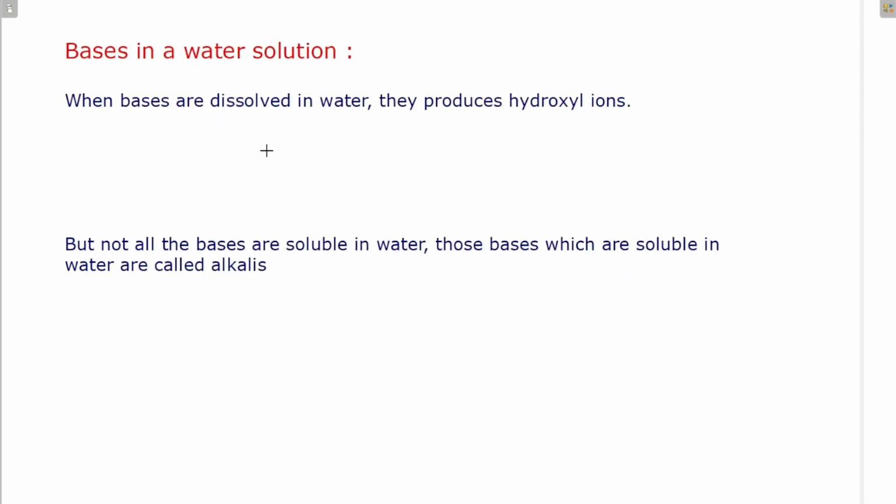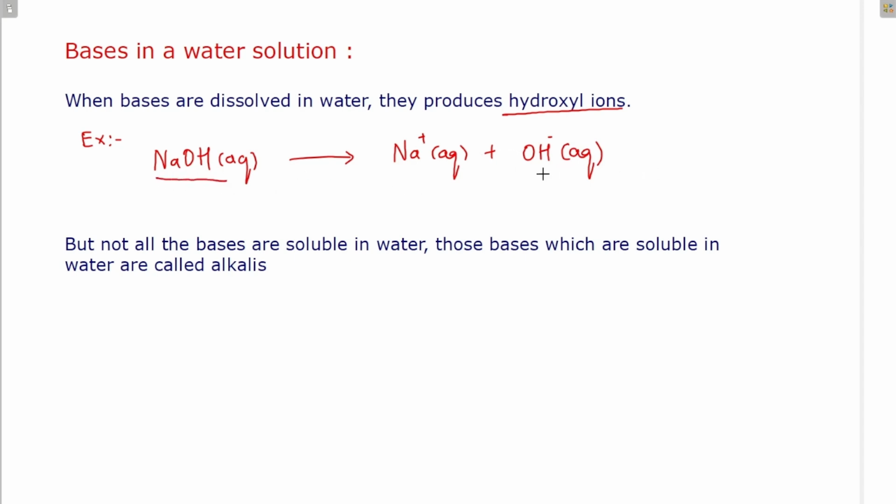Now let's see what happens when bases are dissolved in water. When bases are dissolved in water, they produce hydroxyl ions. For example, let's take sodium hydroxide. An aqueous solution of sodium hydroxide will produce sodium cations and hydroxyl anions. And the basic property of sodium hydroxide is due to the presence of these hydroxyl anions.